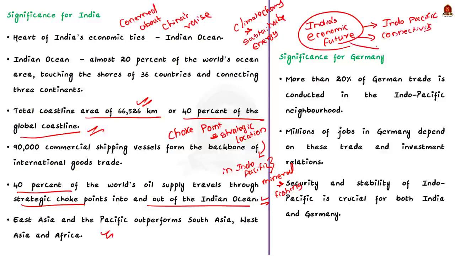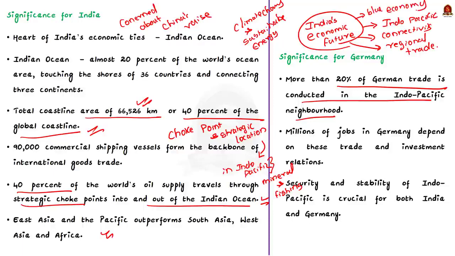In the case of Germany, the Indo-Pacific region is important because more than 20% of German trade is conducted in the Indo-Pacific neighborhood. This is why Germany and India share a responsibility to maintain and support stability, prosperity and freedom in the Indo-Pacific region. Millions of jobs in Germany depend on these trade and investment relations. So, the security and stability of the Indo-Pacific is crucial for both India and Germany.